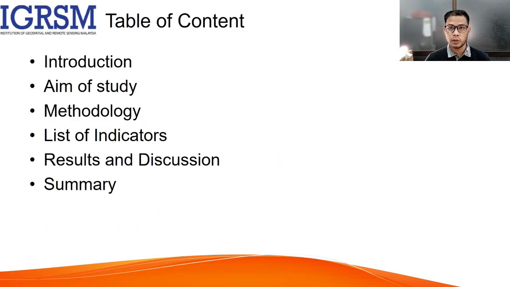We will start with the introduction, and then I will share about the aim of this study, and then the method that we use in this study. From the literature and our analysis, we come up with a list of indicators that will be used in our analysis, and later on I will share with you the results and discussion from our study, before we go to the summary of our study.